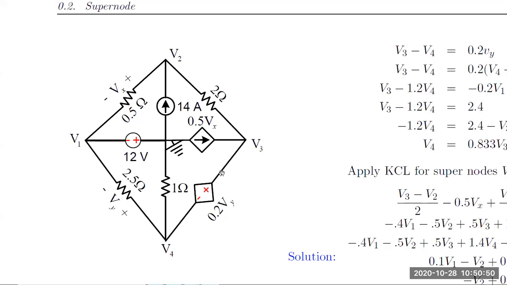And between any two non-reference nodes, there are voltage sources also. There are voltage sources. Can we observe that?